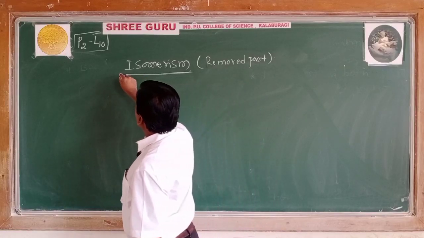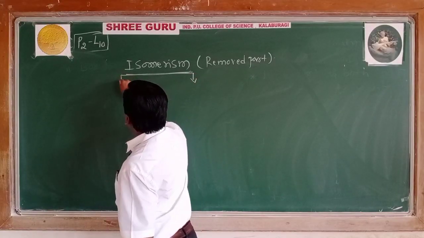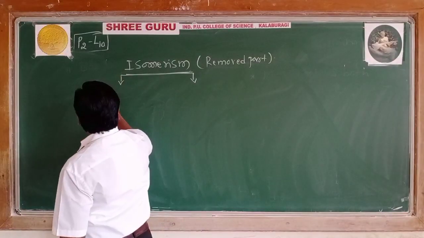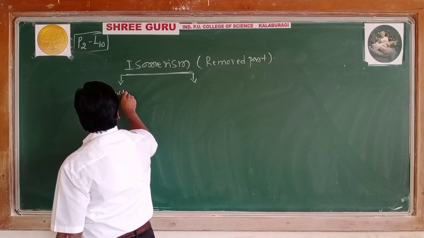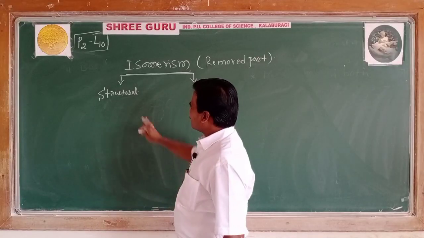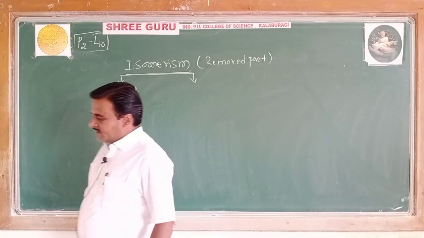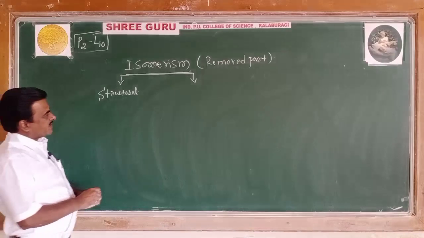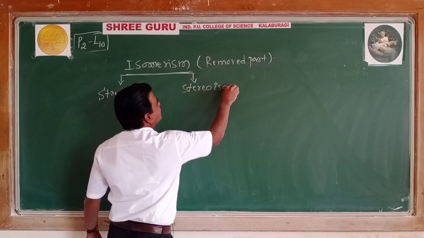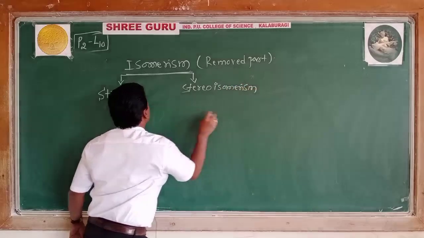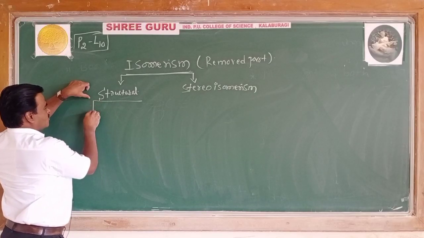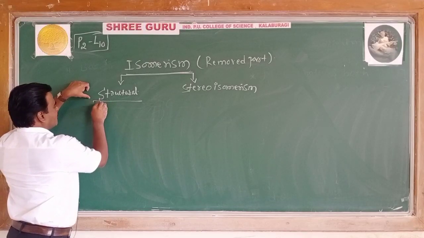Dear students, this isomerism, as you know, there are two types. Isomerism is classified into two types. One is structural isomerism, and the another one is stereoisomerism. What is that? Stereoisomerism. See here, dear students, the structural isomerism are further divided into four types. So they were divided further into four types.